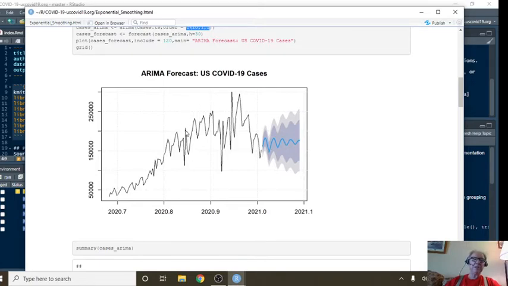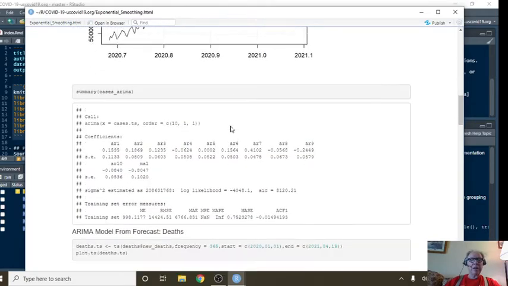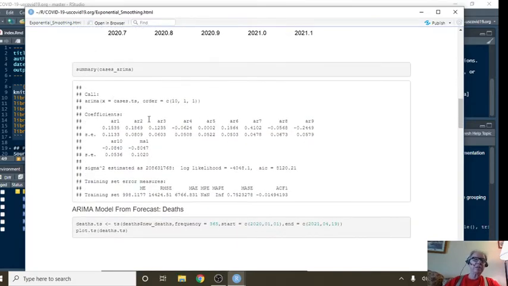Now, to me, this is more interesting and it's probably useful because we know the numbers are actually continuing to decline. But this would say that the numbers are going to, at some point, flatten out. And here are some summary statistics from the ARIMA model.